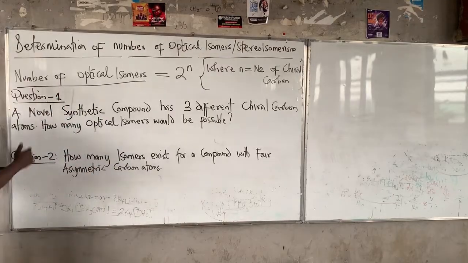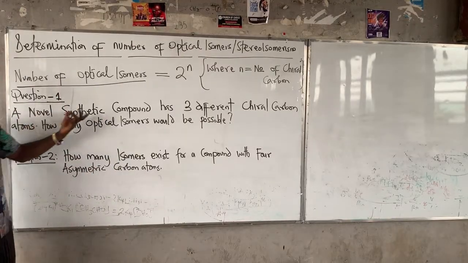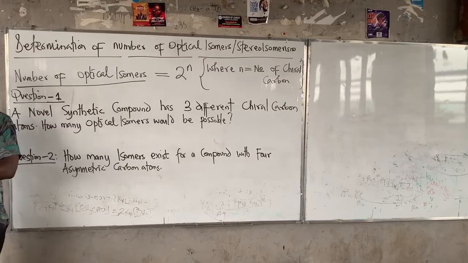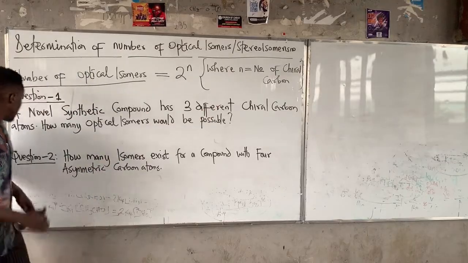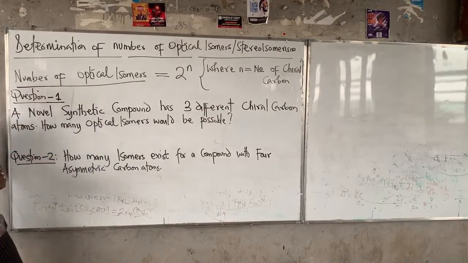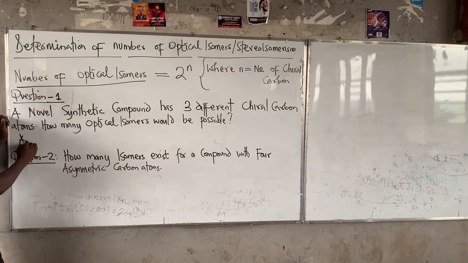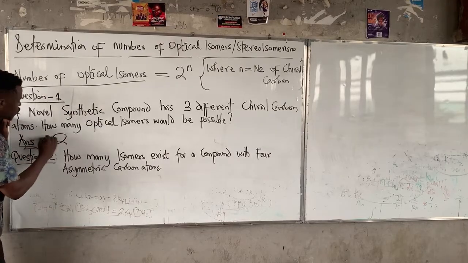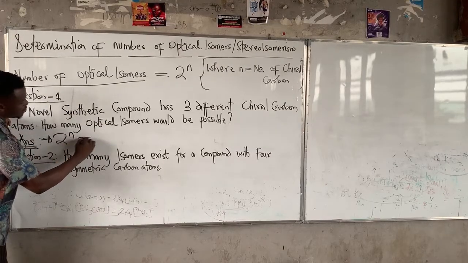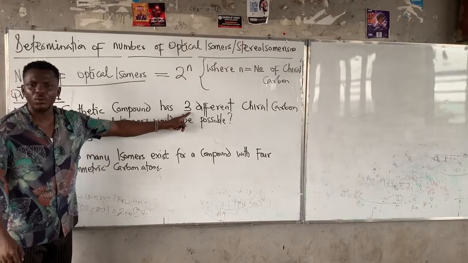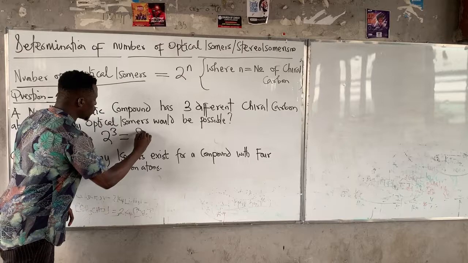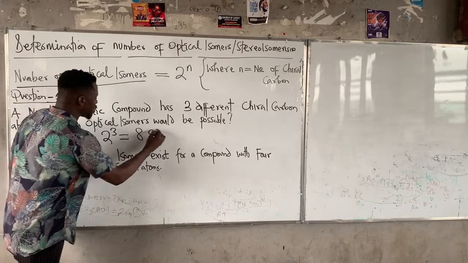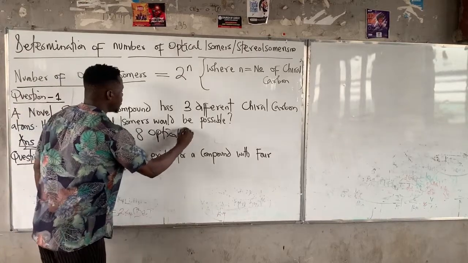So look at this question. They say a novel syntactic compound. What does it mean for something to be novel? New, the very first time. A novel synthetic compound has 3 different chiral carbons. How many optical isomers are possible? The answer is 2 raised to the power of n. Our n here is the number of chiral carbons, which is 3. So this becomes 2 raised to the power of 3, which is equal to 8. So this compound is going to have 8 optical isomers.